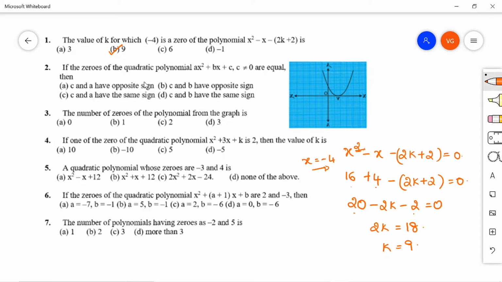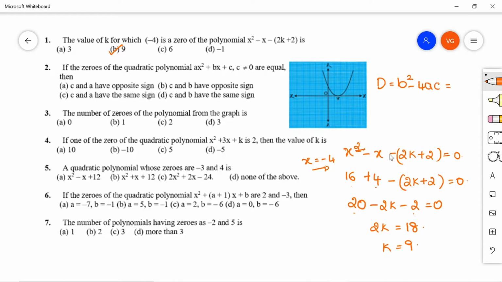Next is: if the zeros of the quadratic polynomial ax square plus bx plus c, where c is not equal to 0, are equal, then option A, c and a have opposite sign, option B, c and b have opposite sign, option C, c and a have the same sign, and option D, c and b have the same sign. So the quadratic equation here is ax square plus bx plus c, the standard form. In order to check whether the roots are equal or not, first we have to write the discriminant, right? So the discriminant D is equal to b square minus 4ac.